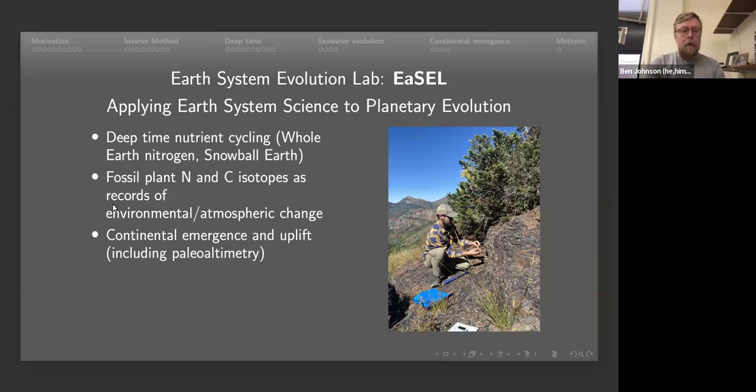And the third area that we work on, which is what I'll be talking about today, and a lot of which was from Dana's master's thesis, is continental emergence and uplift. And I'll have a short teaser at the end about some other future directions applying to paleoaltimetry in this area. So just a little bit about us before we get into the talk.